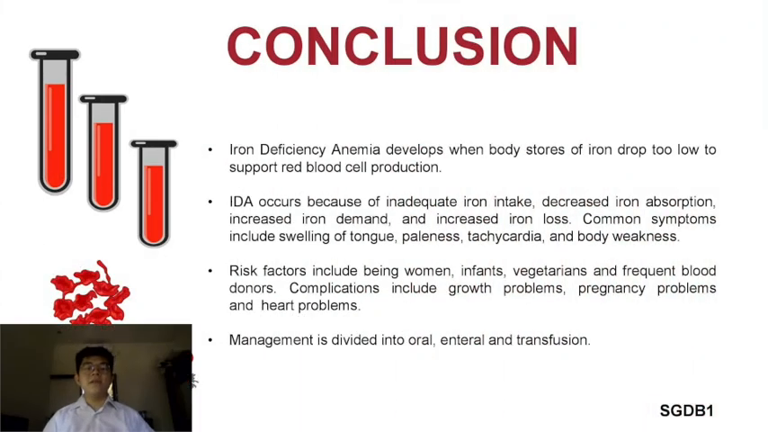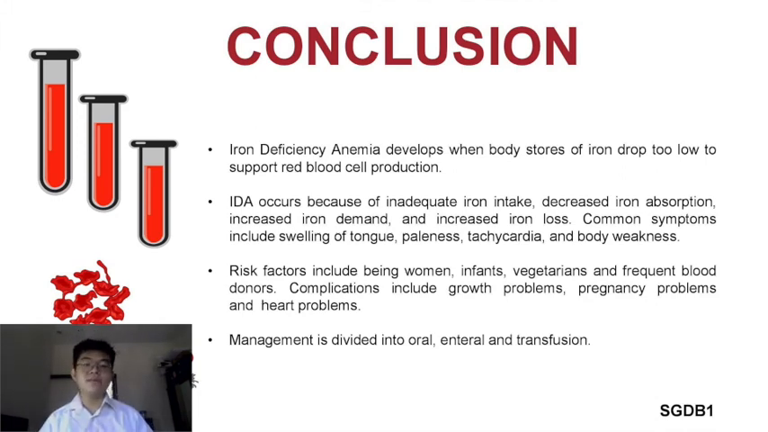Lastly but not the least is the conclusion. Iron is a very important component to maintain bodily function, including production of hemoglobin and maintaining healthy cells, skin, hair, and nails. Iron deficiency anemia develops when body stores of iron drop too low to support red blood cell production. The diagnosis of IDA is confirmed by the finding of low iron stores and a hemoglobin level 2 standard deviations below the normal. IDA occurs because of inadequate iron intake, decreased iron absorption, increased iron demand, and increased iron loss.